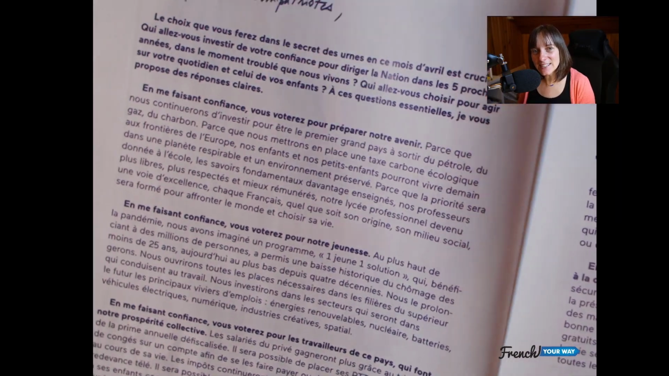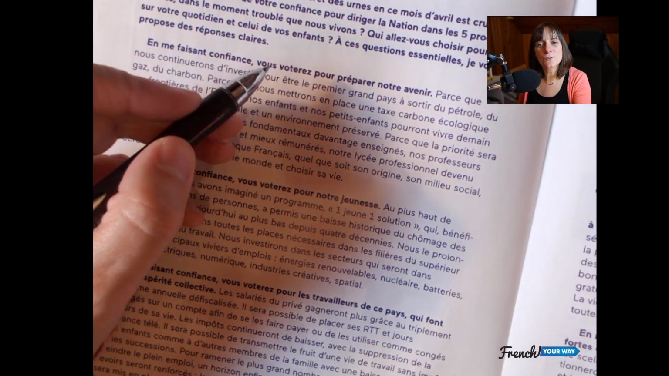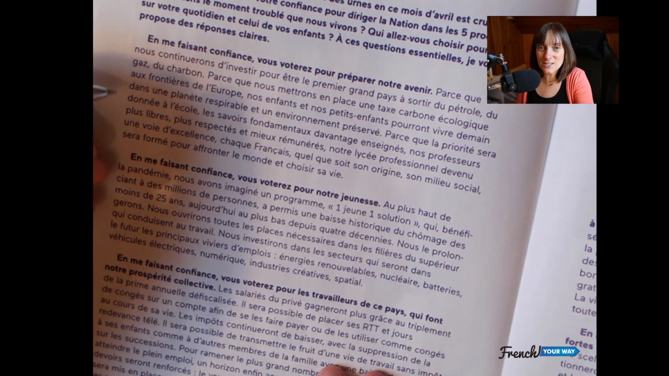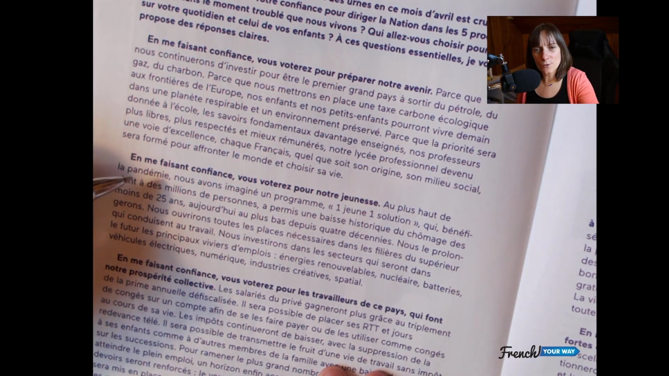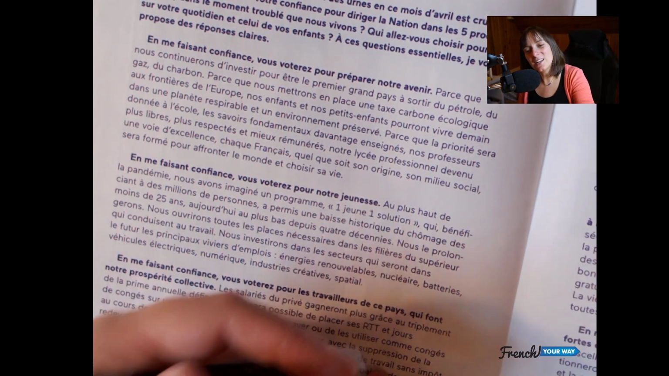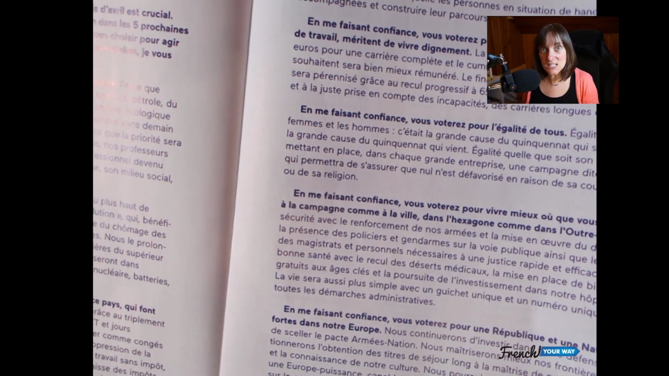Just like Anne Hidalgo, so you can see well here. En me faisant confiance, vous voterez pour... By trusting me with your vote, you will vote for, and which goal is trying to achieve. En me faisant confiance, vous voterez pour notre jeunesse. En me faisant confiance, vous voterez pour les travailleurs de ce pays. Et ça continue, ça continue. So there's 2 pages of this.